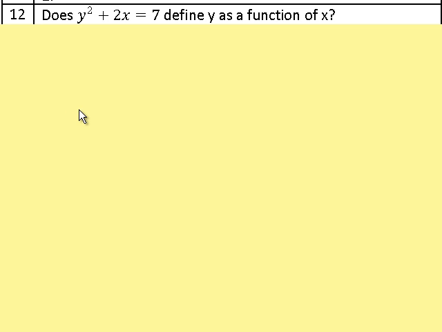Number 12 asks, does y squared plus 2x equals 7 define y as a function of x? So let's try to solve for y and see if we can define y as a function of x. So let's do that. We'll subtract 2x from both sides, and then square root both sides, but we're going to have to do the plus minus square root of both sides.